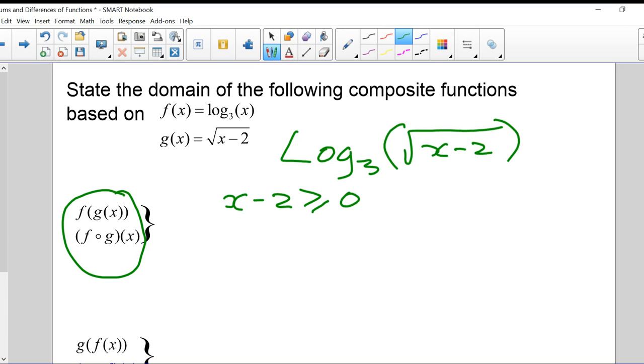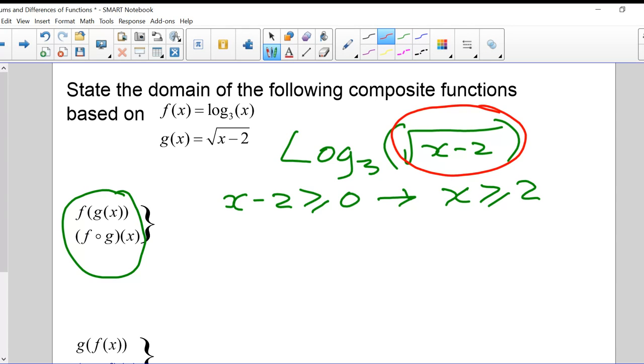So one condition that has to be met for this domain is that x minus 2 must be greater than or equal to 0, which means that x must be greater than or equal to 2. That's the first condition. That's the inside condition we have to meet. So the condition for the inside function is that x must be greater than or equal to 2. That's the first thing.